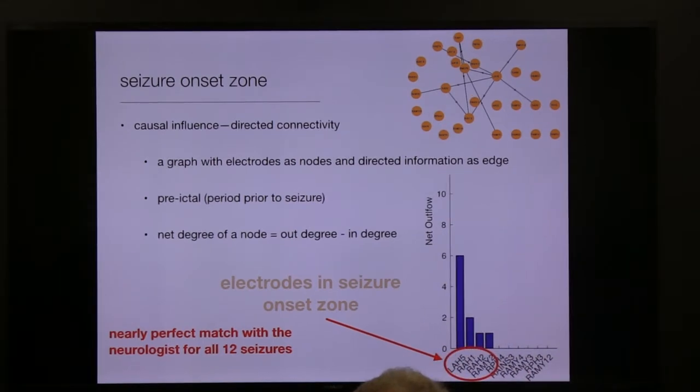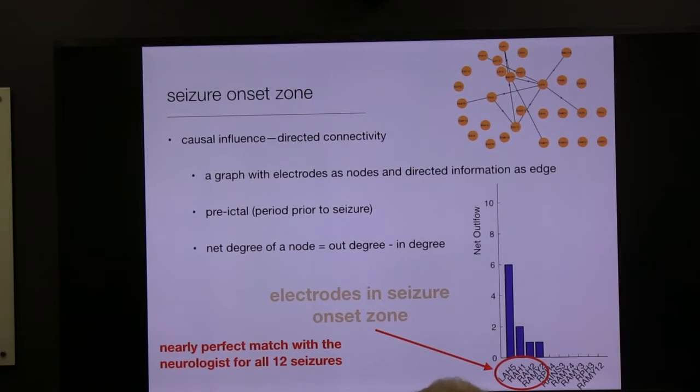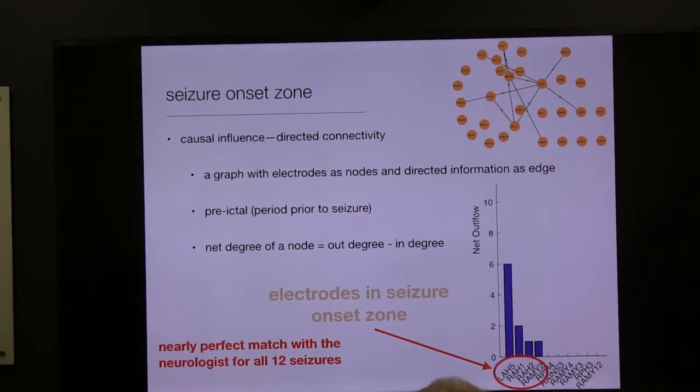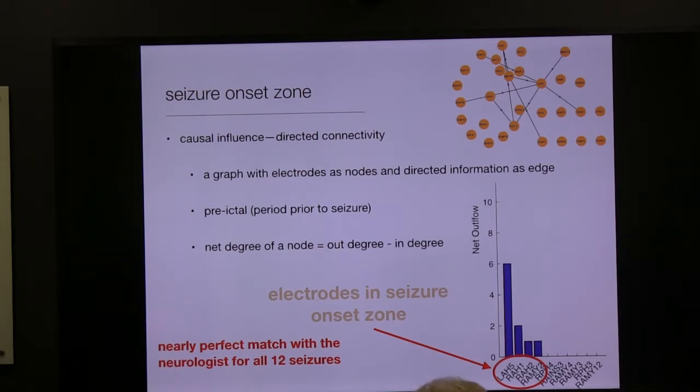Our experience is that we have matched the neurologist, and that's all I can say. The neurologist is like a fast eyeball transform, or something. No, just looks at it. Yes, a fast eyeball transform. Absolutely, that's what they do all day.